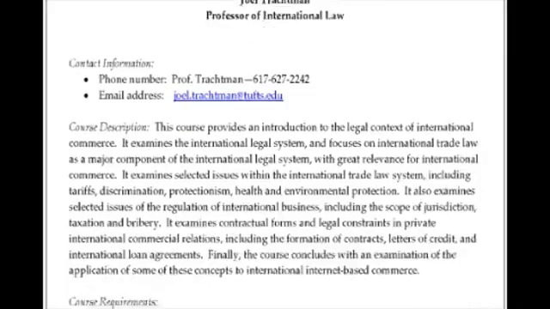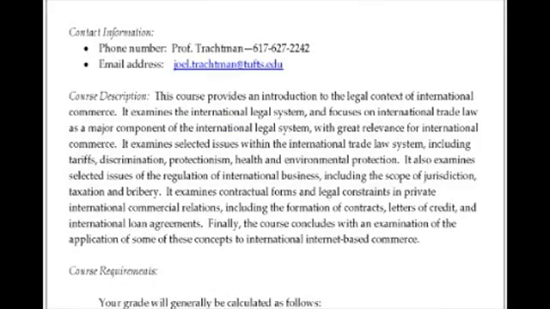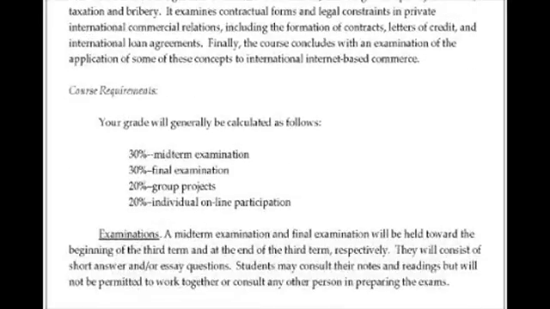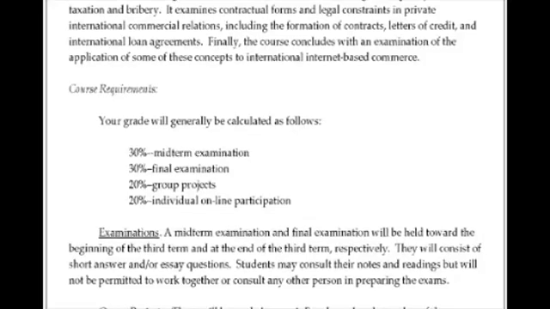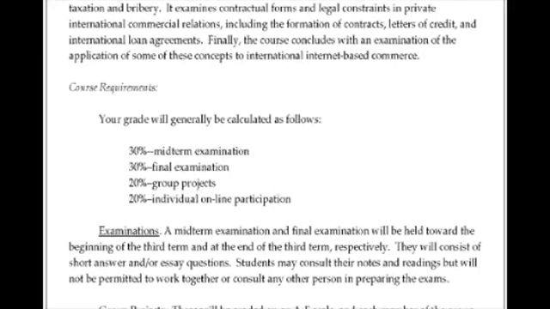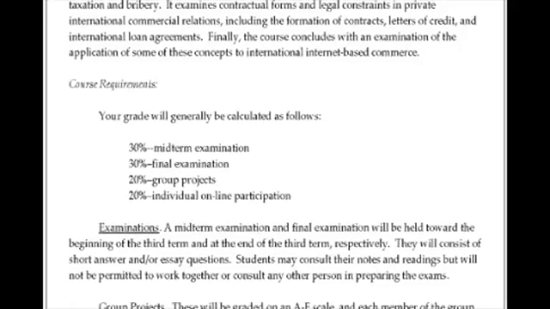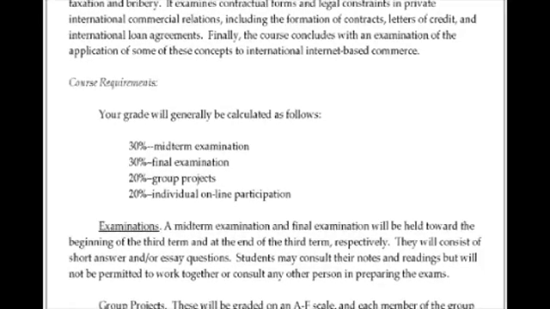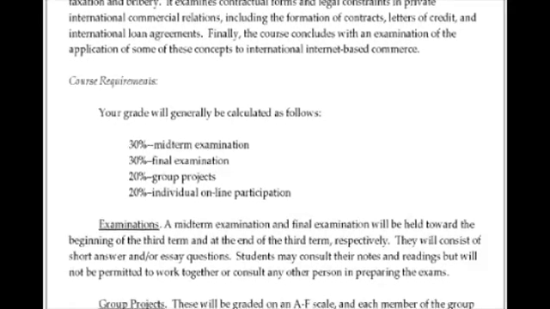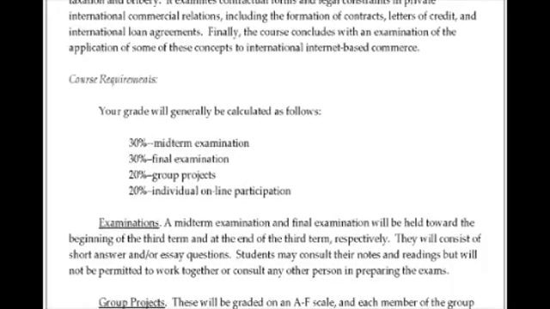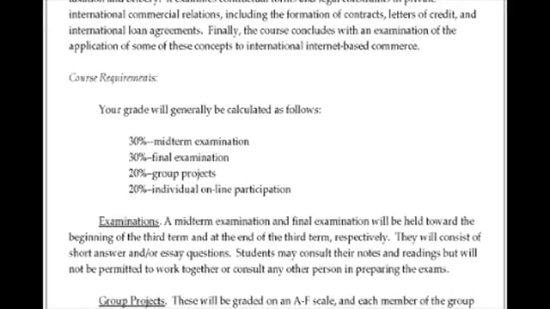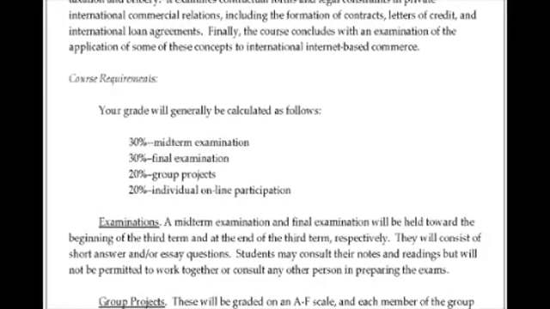IBEL is international business. So some would have, look at, you have 30 for midterm, 30 for finals, you have 20 for group projects, a large amount for group. And you have 20 for individual online participation. In most brick and mortar, we're lucky to have 5 to 10% here. Why? Because like I said, you tend to forget.